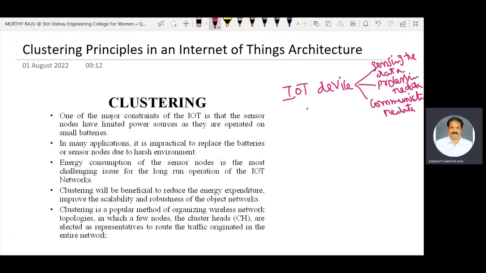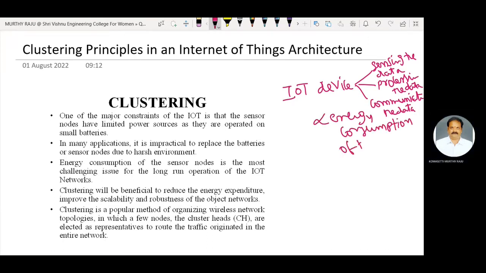When IoT devices perform such operations, some energy is consumed. Therefore, the lifetime of an IoT device is inversely related to its energy consumption. Less energy is required for sensing the data, medium energy is required for processing the data, and more energy is required for communicating the data from one point to another.